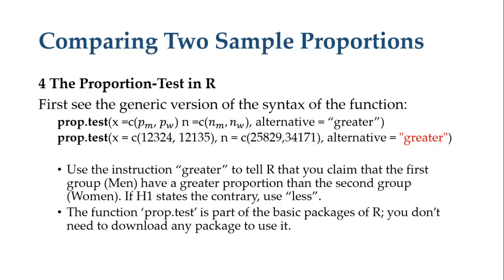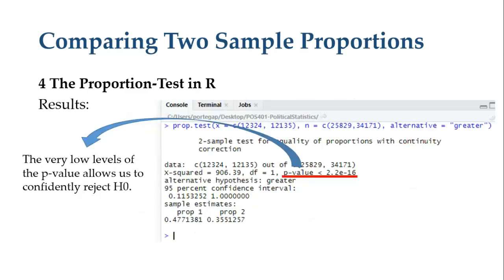Again, this function proportion test is part of the base package of R, so you don't need to download it. And the results are the following. You're going to have a very small p-value again, so you can confidently reject the null hypothesis. Okay.